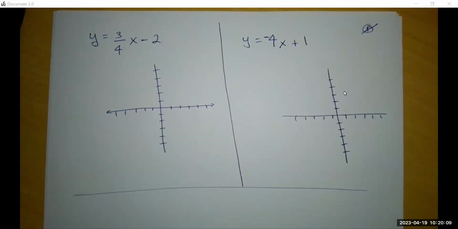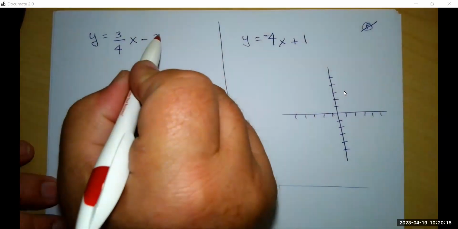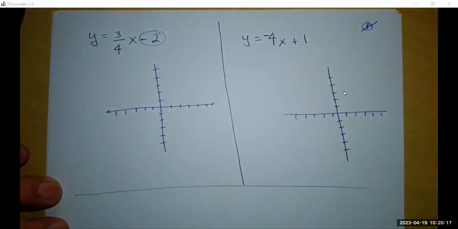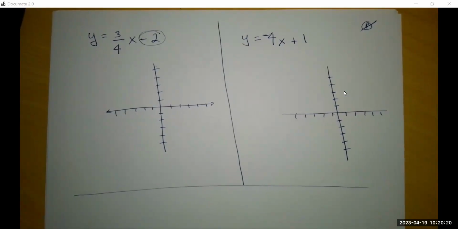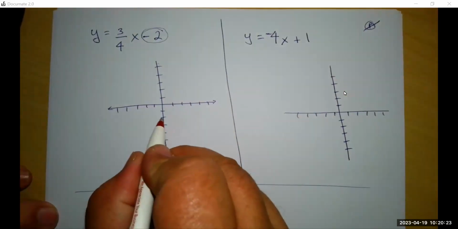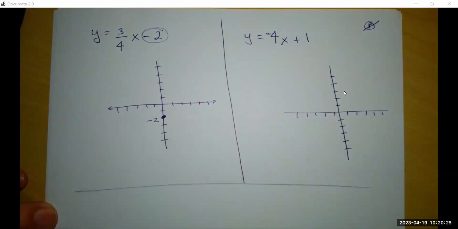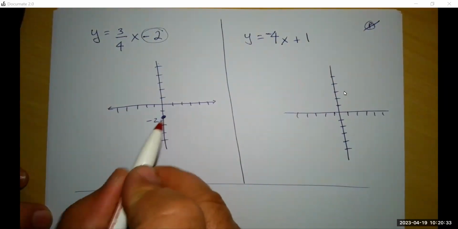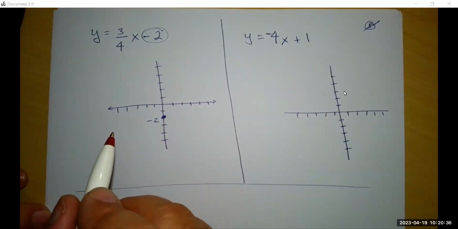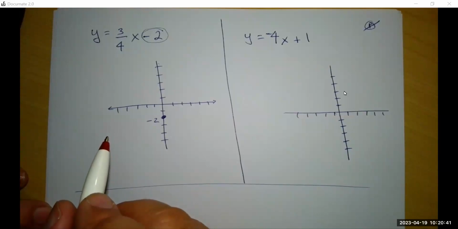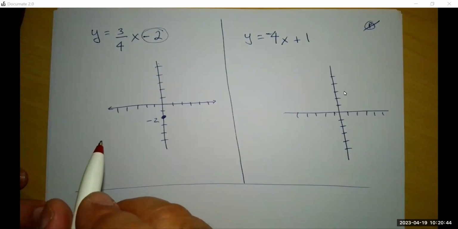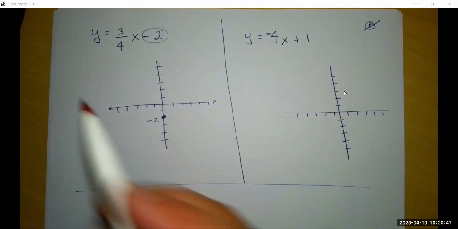Then you plot the what? The y-intercept. The y-intercept in any equation is always the constant. So it's at negative 2. Now, from that point, we follow the slope. What does the slope tell us to do? Do we go up or down? Because it's positive, we go up.